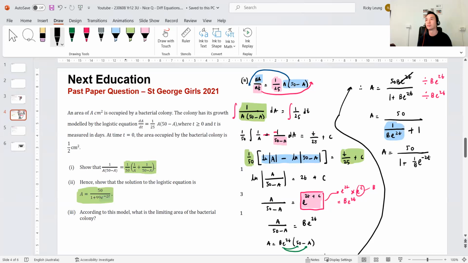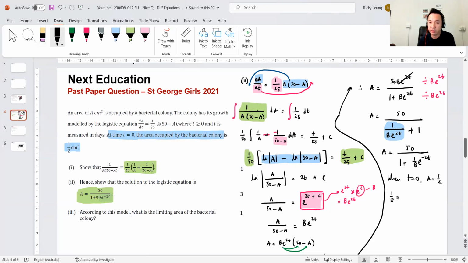Great. And at this point, I will need to sub in something to find my B. Now, what's that something? Initial conditions over here, right? At time 0, when t equals 0, the area is half. So when t equals 0, A equals half. Let's sub that stuff in.